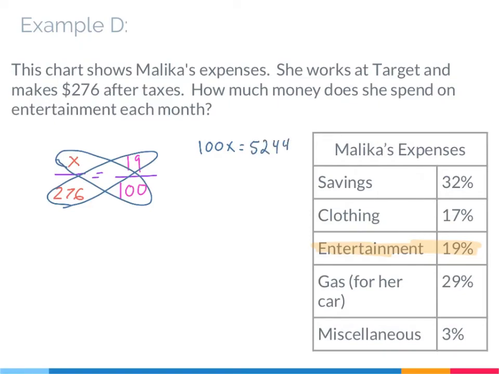Now I've got a one-step equation, so I need to solve that. I'm going to draw a wall down from my equal sign, divide both sides by 100. 100 divided by 100 is 1, or 1x. 5,244 divided by 100 is 52.44. But again, this is a word problem, so we need a word answer. So we're actually talking about $52.44.